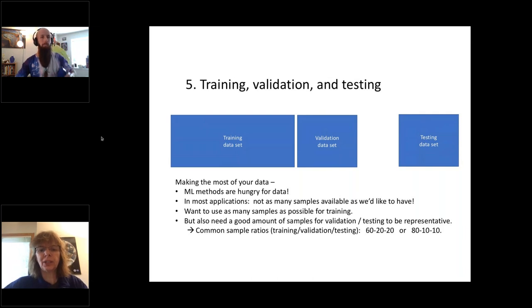But you have to make sure you still have enough samples in testing and validation, because otherwise it's really not representative of how your neural network works. If you only test on one sample, it just doesn't tell you much. So it's kind of a trade-off, but that's why people often use 60-20-20 or 80-10-10. Next slide, please.